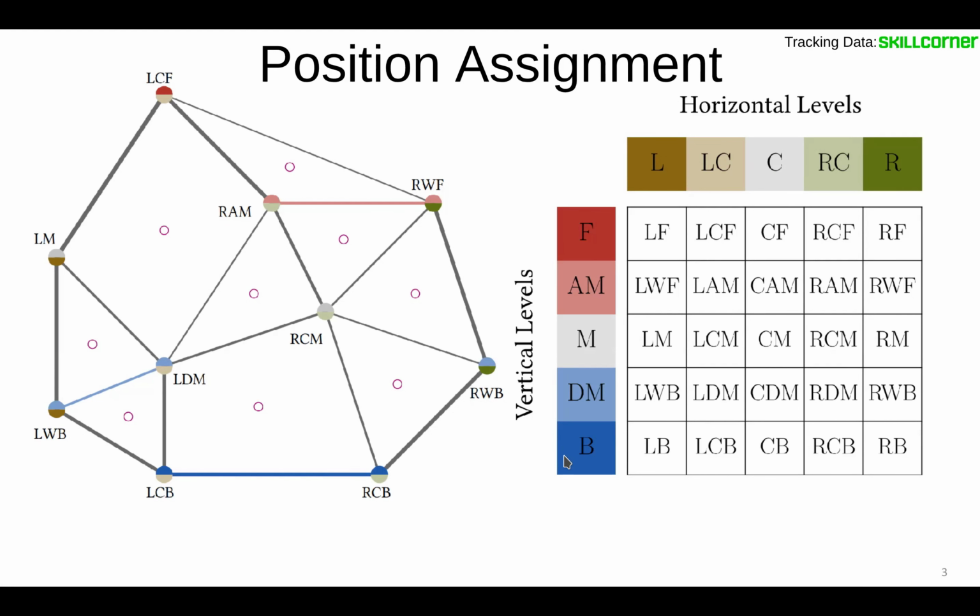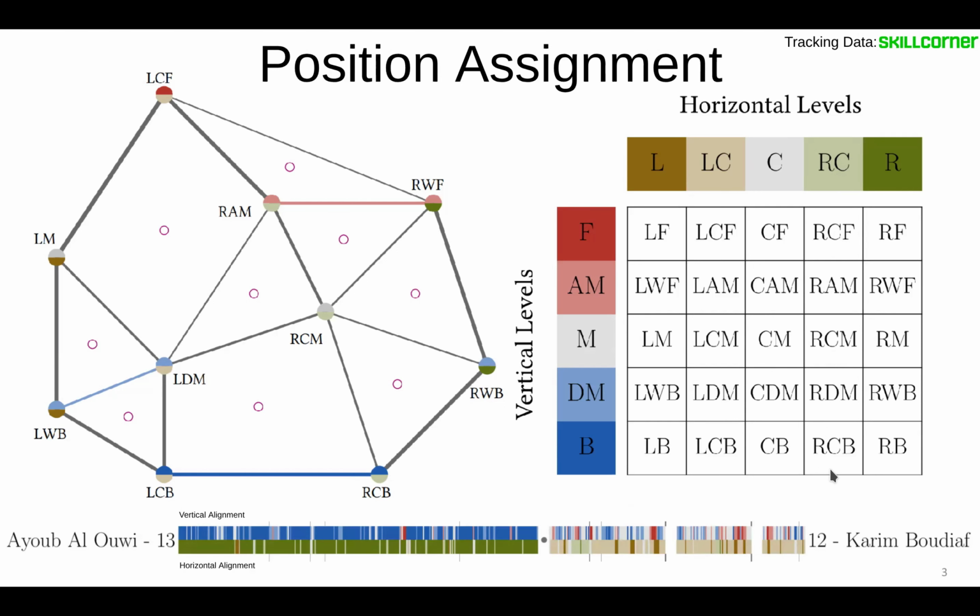The vertical colors go from dark blue to dark red: backline, defensive midfielder, attacking midfielder, and front line. And for horizontal colors, we have dark brown to dark green for the left, central, and right channels. For example, a player who has been labeled the right center back at this moment is reported in this position because of the dark blue color for the vertical level, which translates to the backline, and the light green color for the horizontal level, which translates to the right central. The combination of light green and dark blue tells us he was the right center back.